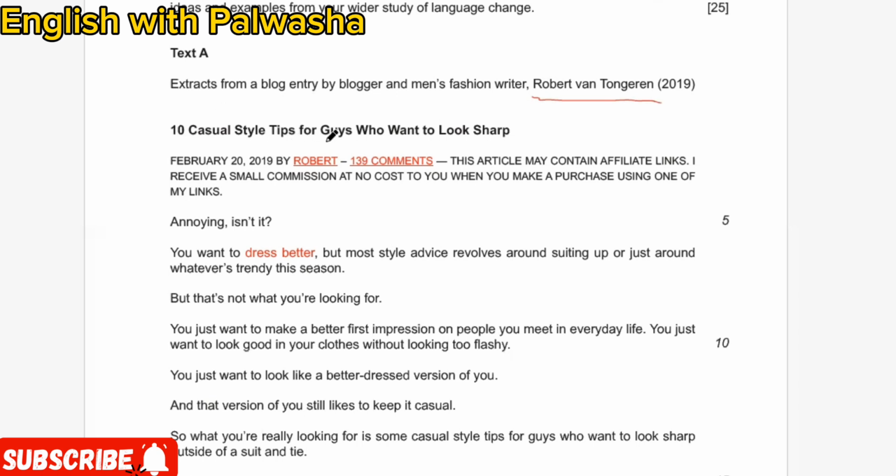Then, 10 casual style tips for guys who want to look sharp. They have given us all this information. I would want you to give a quick reading to it. Then I'll be taking you towards the written task. Okay, first I'll be explaining how to create your response. Okay, fine. So they have mentioned the date, which is also very important. Okay, fine. February 20th, 2019. This blog is written by that. Okay. This article may contain.